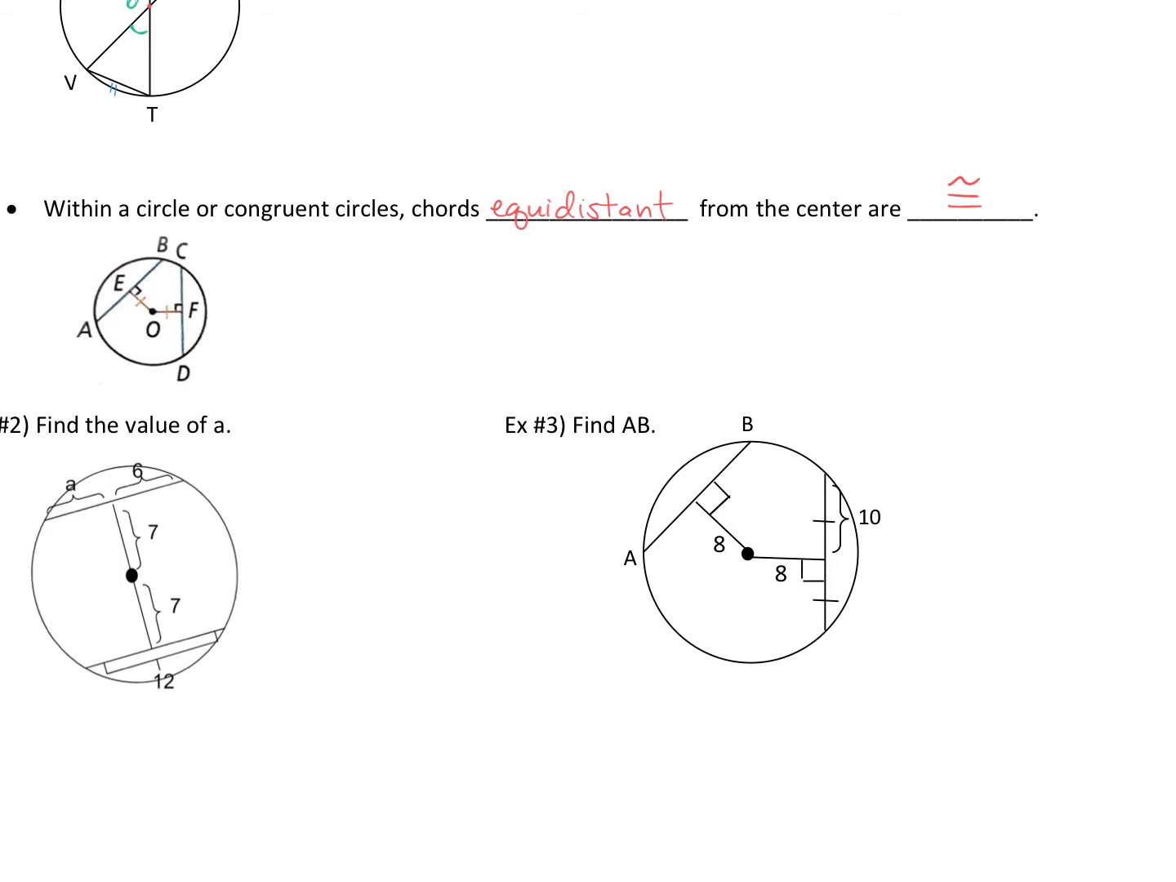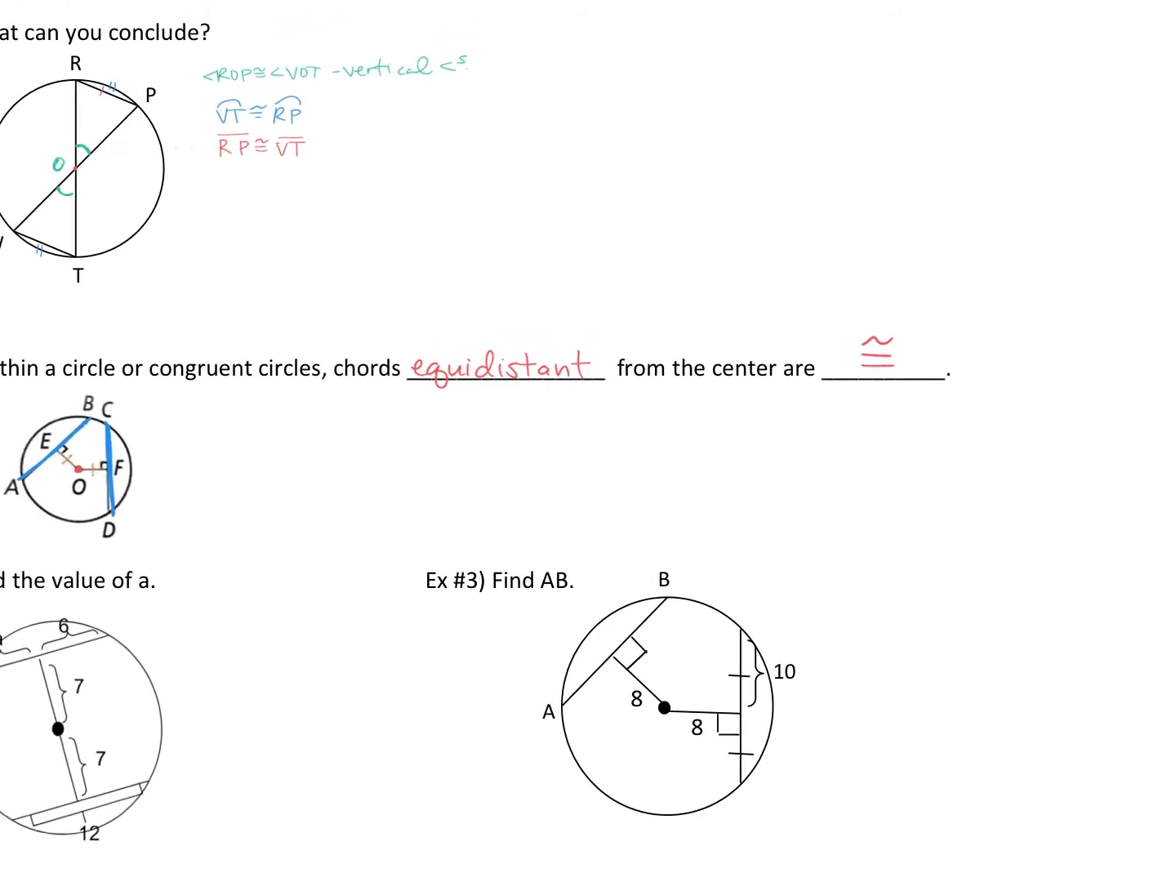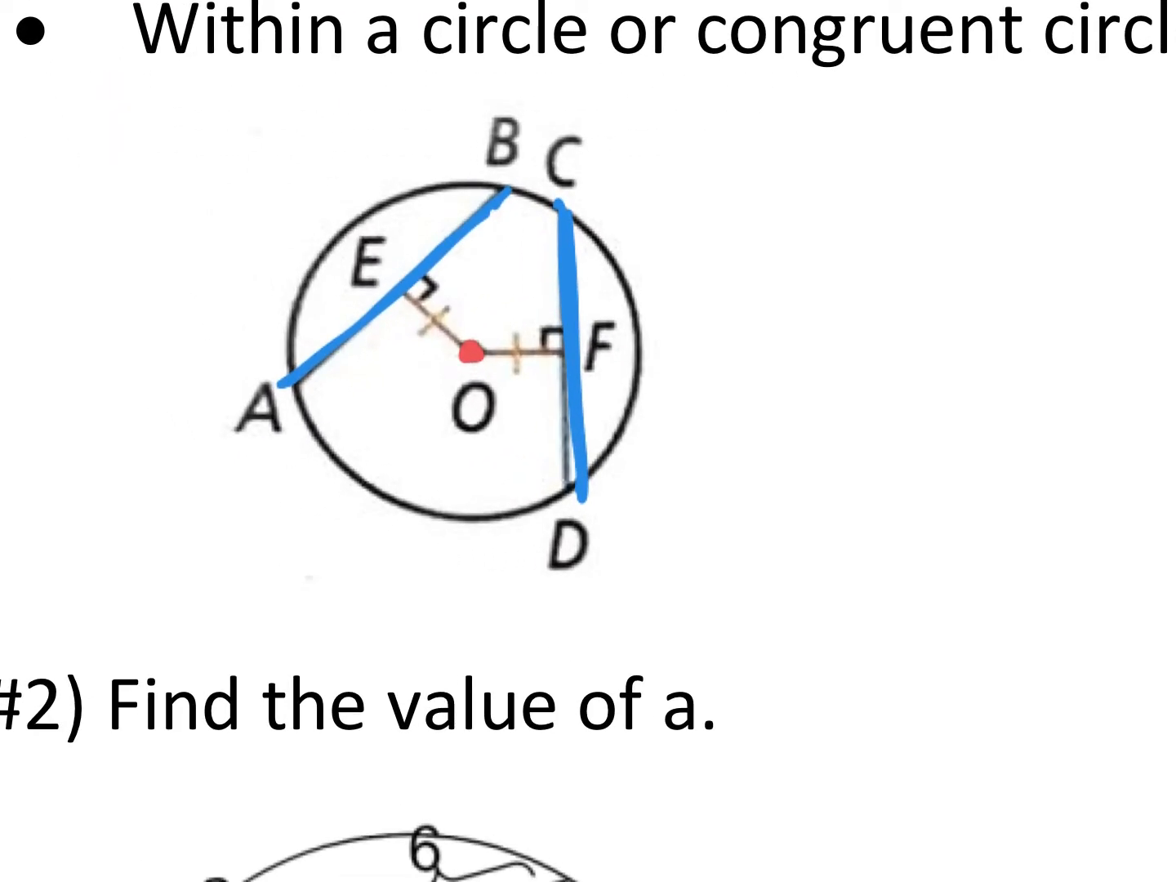Okay, basically what they're saying there is you have the center of your circle and you have these two chords, chord AB and chord CD. If the distance to those chords is the same, so if this distance is the same as this distance, remember distance is always perpendicular, so that's why they put the right angles in. If those distances are the same, then the chords are the same.